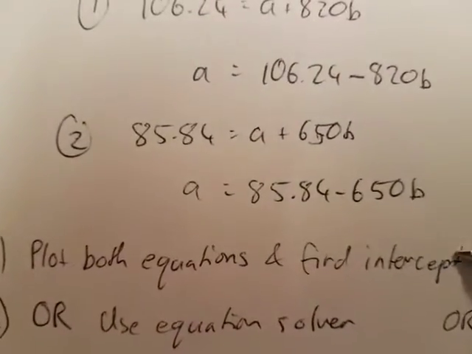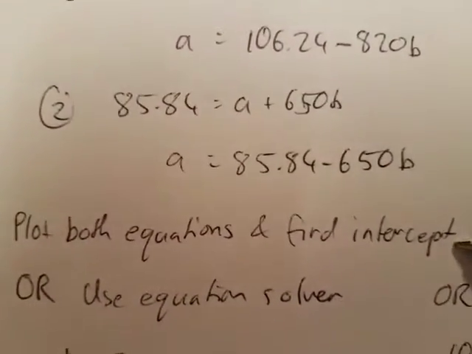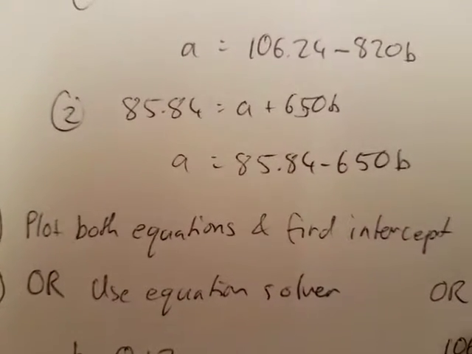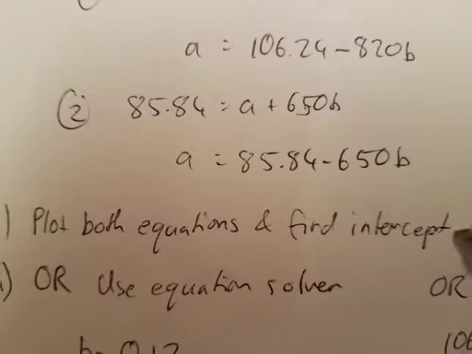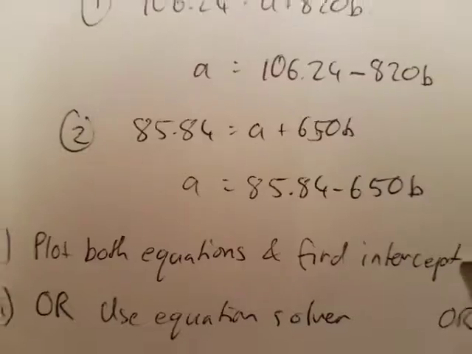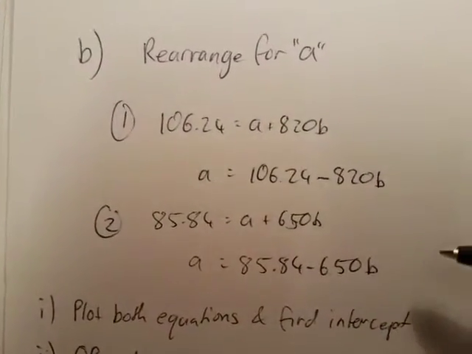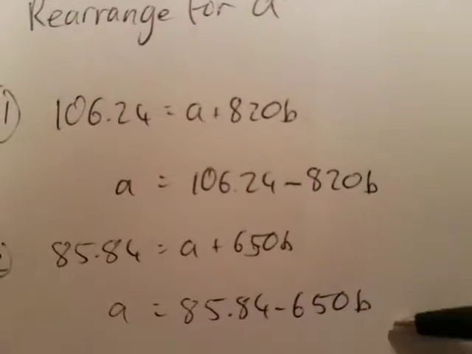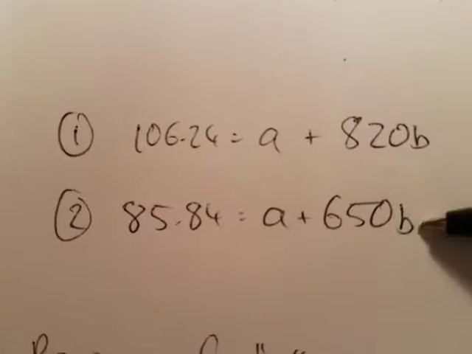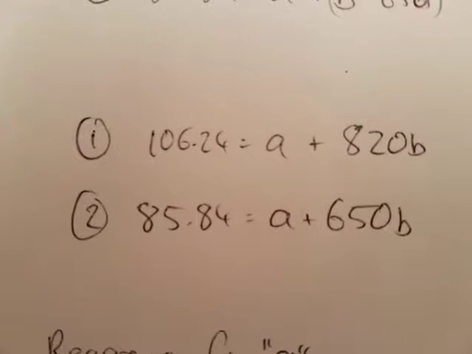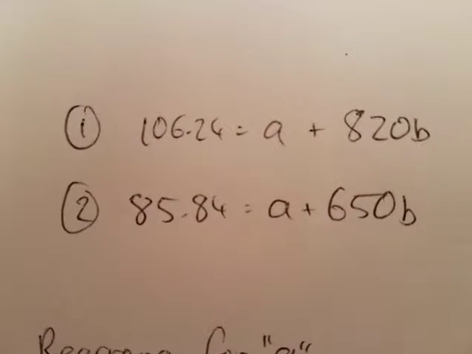You could plot both of these equations and find the intercept. We tried this in class. It was difficult to find the actual intercept, but maybe I'm thinking of a different example. But that should be quite possible to do, as long as your view window is set correctly. Or to do that, you would need to rearrange for one of these variables. So you can't plot this in your calculator. You need to rearrange for y. Y equals mx plus c.